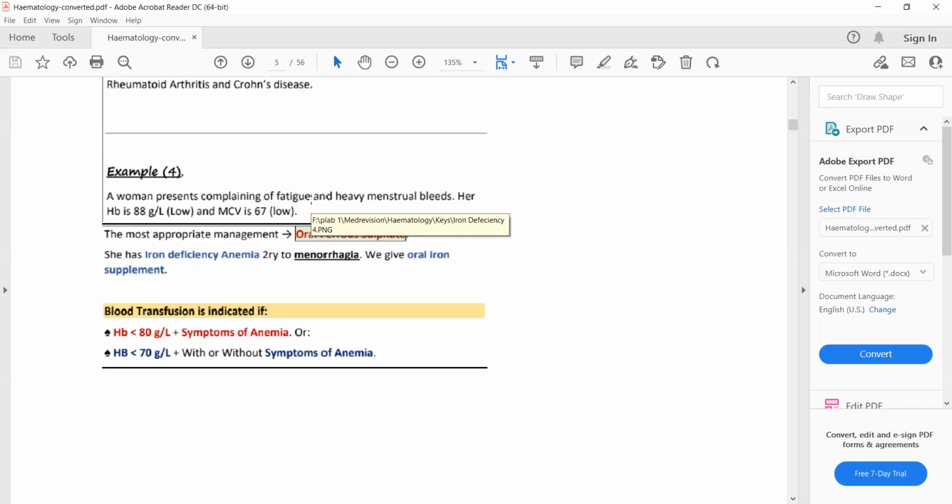So what would be the treatment in this case? The woman's HB is 88. Do we need to transfuse blood, or can we manage her medically with oral ferrous sulfate? Oral ferrous sulfate will be given because the indication for blood transfusion is if the HB is less than 8, or less than 80.